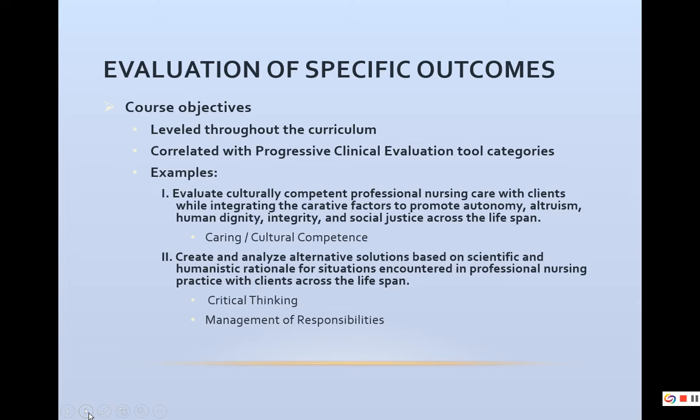Now, evaluation of specific outcomes typically relates to the course objectives, and they are leveled throughout the curriculum. And so we've got some examples here of some of our objectives. Evaluating culturally competent nursing care with clients. And so then, obviously, those would be outcomes related to caring and cultural competence, but then we'll also have creating and analyzing alternative solutions based on scientific and or humanistic rationale. So here's where critical thinking comes in, and management of responsibilities.